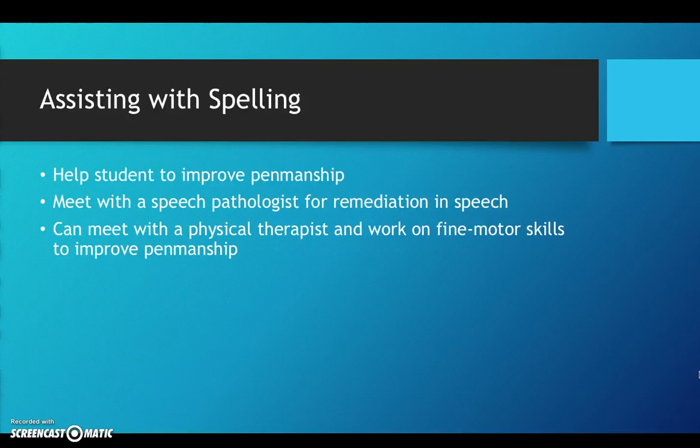Assisting with spelling. Help the student to improve penmanship. Meet with a speech pathologist for remediation in speech, and can meet with a physical therapist to work on fine motor skills to improve penmanship.